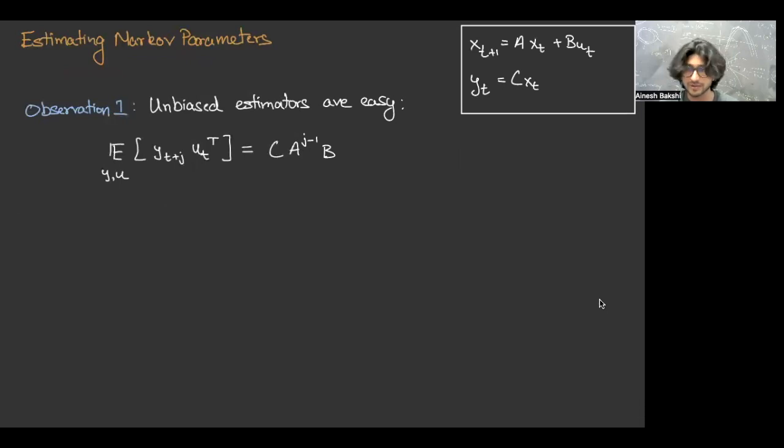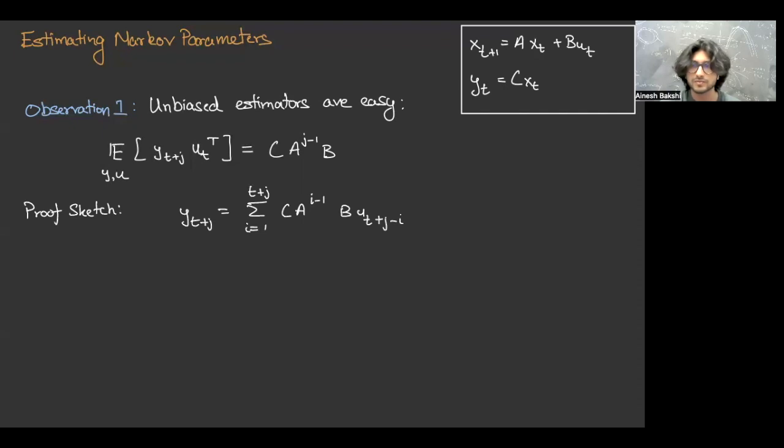Let's begin with a simple observation, which is that obtaining unbiased estimators of the Markov parameter matrix is easy. In order to do this, consider the cross-covariance matrix of the t plus jth observation, y sub t plus j, and the tth control, u sub t. It's not hard to see that if we average over such copies, then the resulting matrix is precisely C times A to the j minus 1 times B, which is an entry in the Markov parameter matrix.